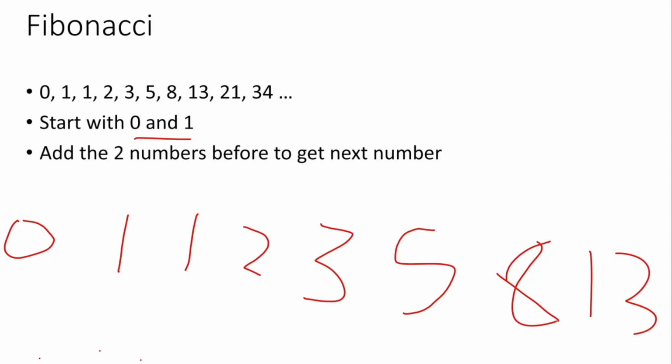So, if you want to find out the nth Fibonacci number, this is how it will go. 0 is the 0th. 1, this one is the first. This other one is the second. This is the third, this is the fourth, and this is the fifth, and it goes on.